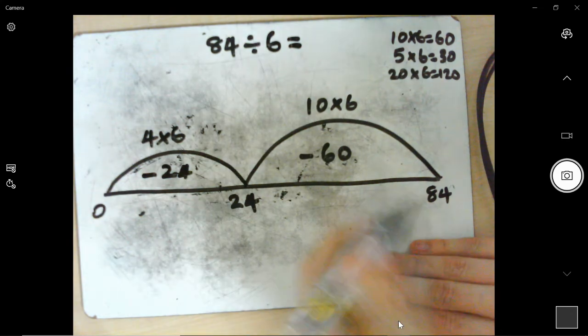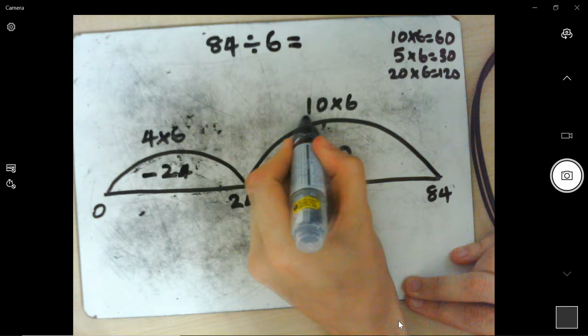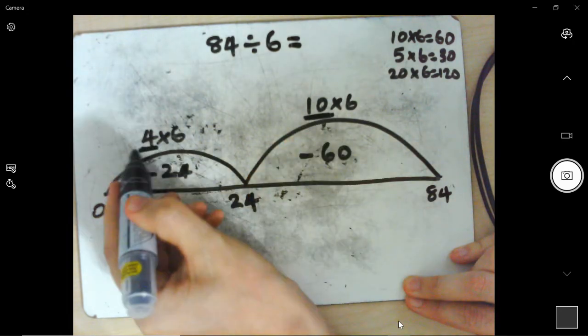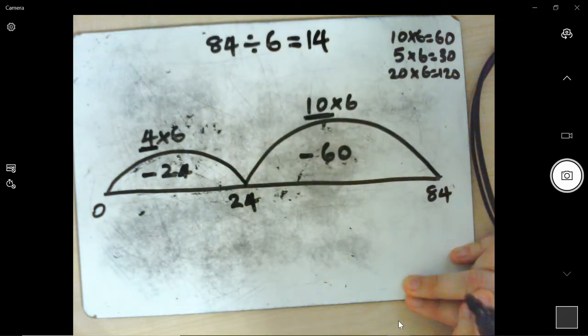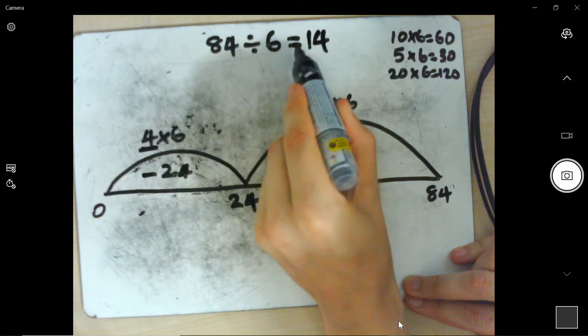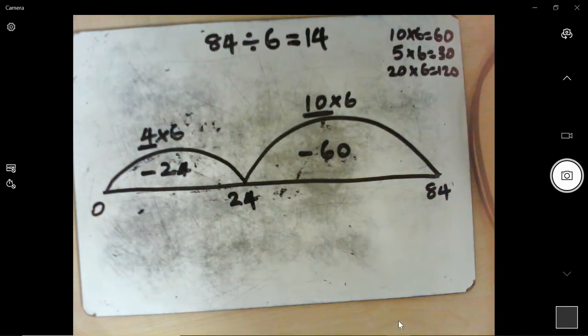So my answer is when I add my groups up. First of all, I subtracted 10 groups, then I subtracted 4 groups. So the answer is 14. So 84 divided into 6 groups means there will be 14 in each group. Let's look at another one.